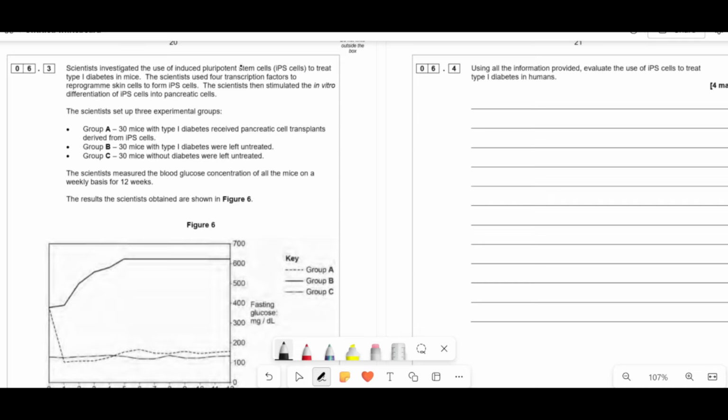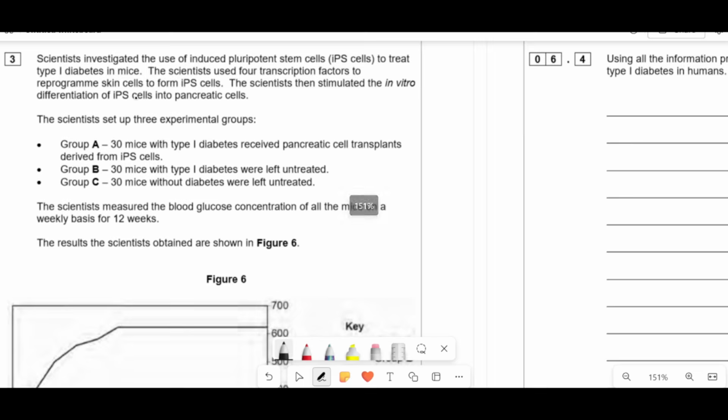So scientists investigated the use of induced pluripotent cells, IPS, in type 1 diabetes. What they did is they used 4 transcription factors to reprogram skin cells to form IPS cells, right? So, oh my god, I can't underline on this dang whiteboard, dude. It's so out of sync. The scientists then stimulated the in vitro differentiation of these IPS cells to pancreatic cells.